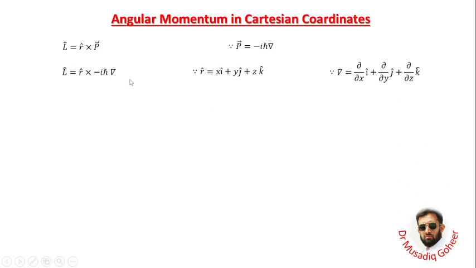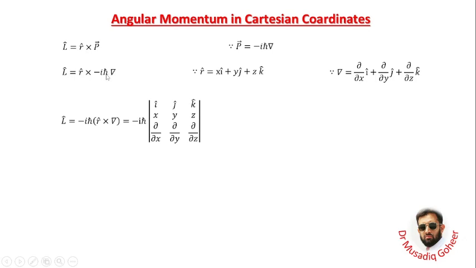r is the position vector, which is equal to x i cap plus y j cap plus z k cap, and the del operator is given by partial by partial x i cap plus partial by partial y j cap plus partial by partial z k cap. So we can replace these parameters, and we know that the cross product of two operators, or two vectors, can be written in terms of a determinant.